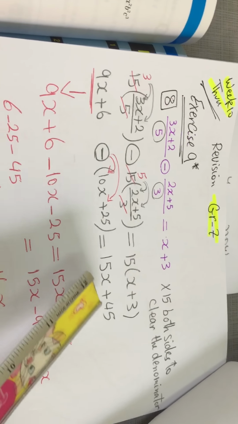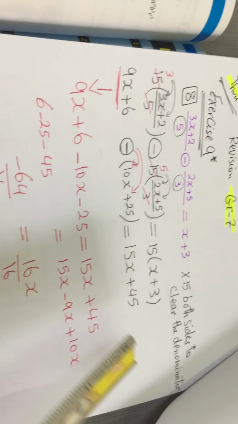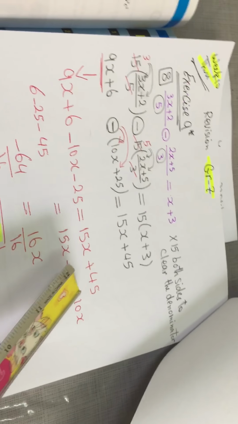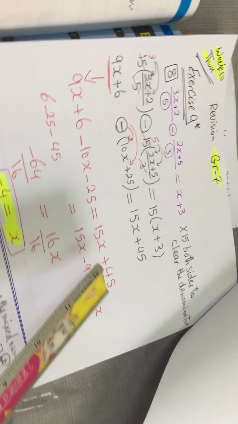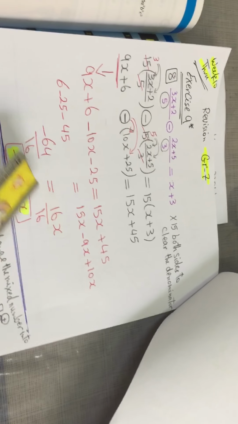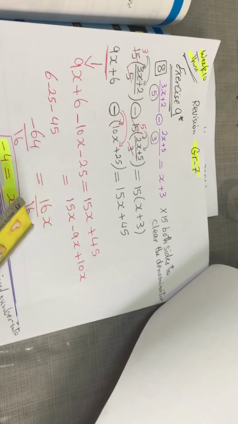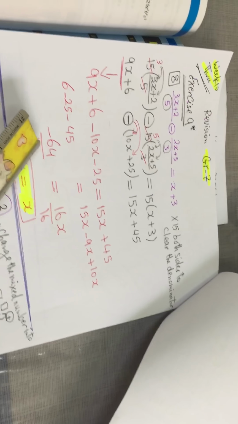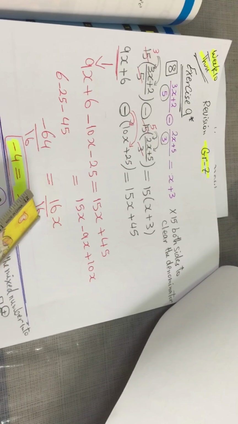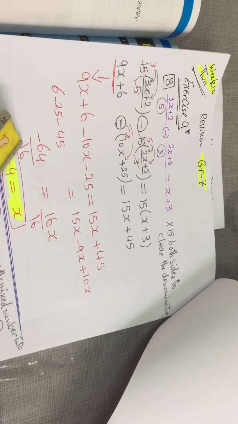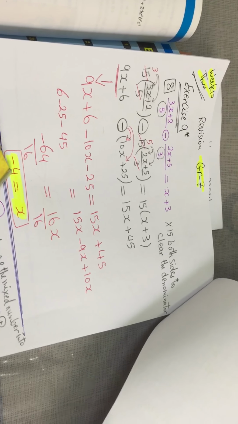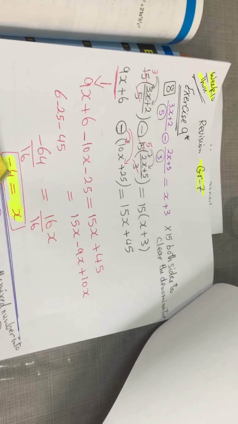And here 15x plus 45 is still the same. Now I'll solve regularly. I'll take x aside and the numbers on the other side, but change the sign. You will transfer it from one place to another. Now I have all the x's equal 16x and all the numbers equal negative 64. I divide by the factor of x, 16, divide by positive 16, so x equals negative 4. Negative 4. This is the answer, question number 8.